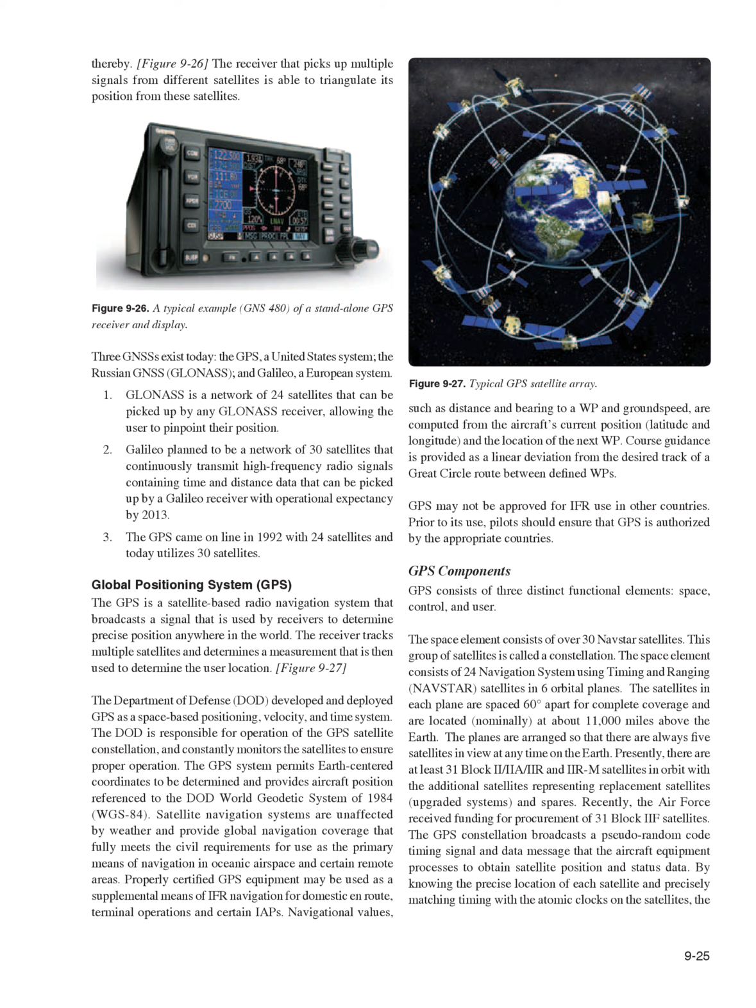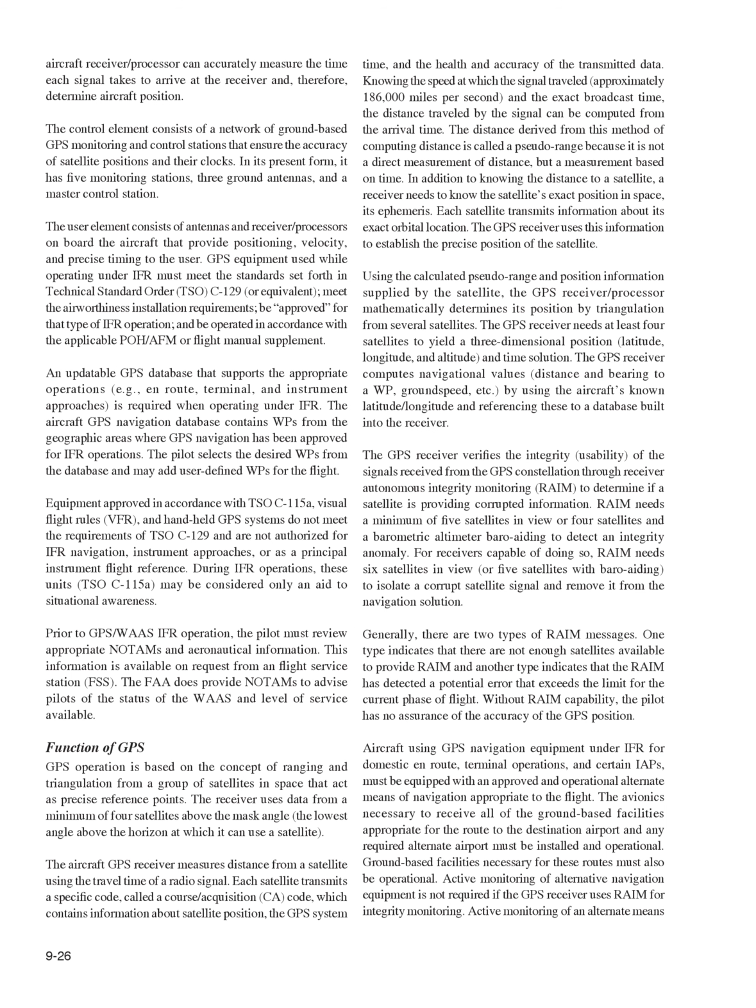Presently, there are at least 31 Block II/IIA/IIR and IIR-M satellites in orbit, with the additional satellites representing replacement satellites, upgraded systems, and spares. Recently, the Air Force received funding for procurement of 31 Block IIF satellites. The GPS constellation broadcasts a pseudo-random code timing signal and data message that the aircraft equipment processes to obtain satellite position and status data. By knowing the precise location of each satellite and precisely matching timing with the atomic clocks on the satellites, the aircraft receiver/processor can accurately measure the time each signal takes to arrive at the receiver and, therefore, determine aircraft position.